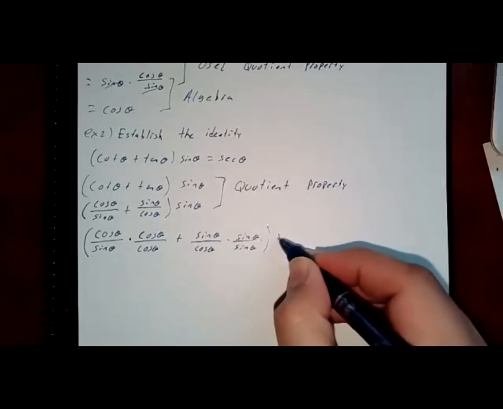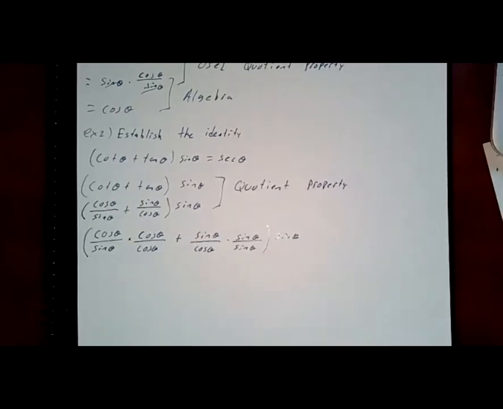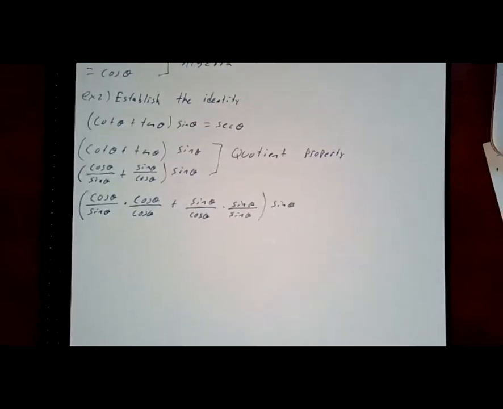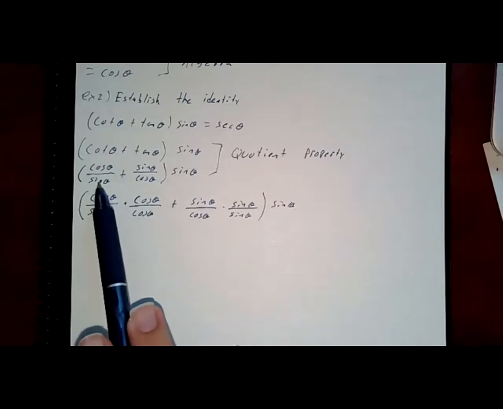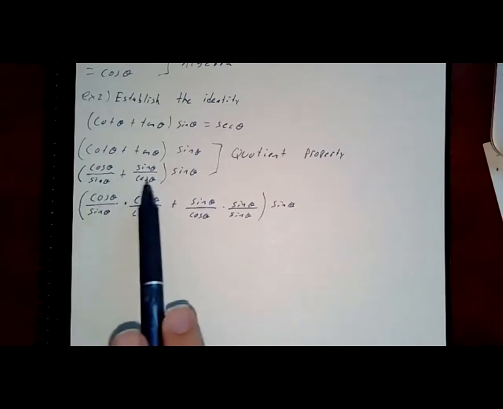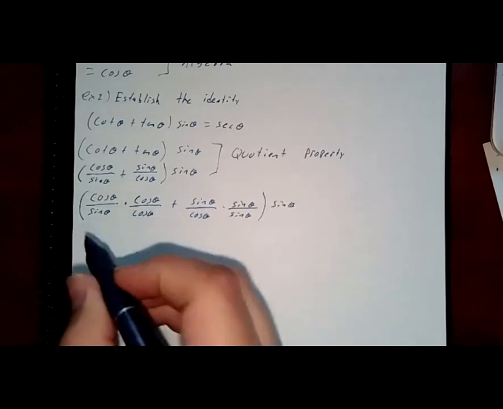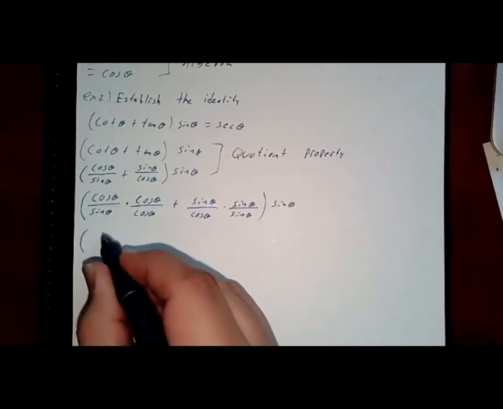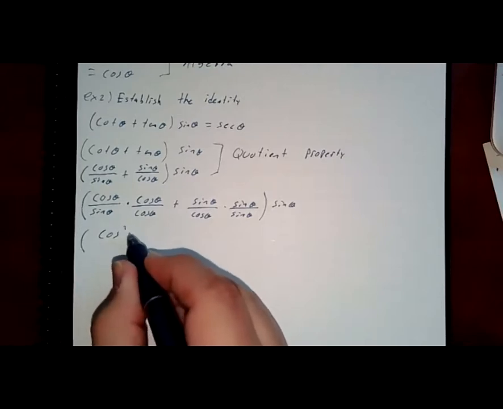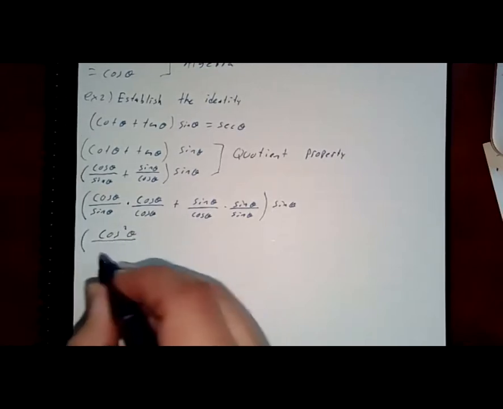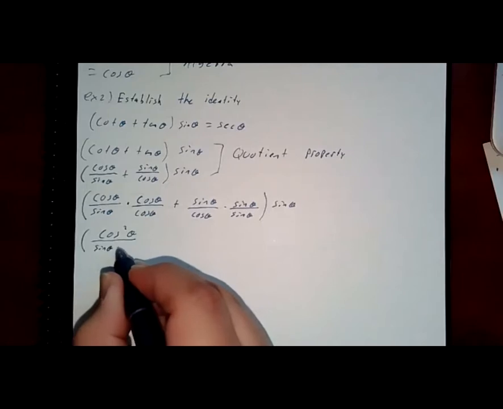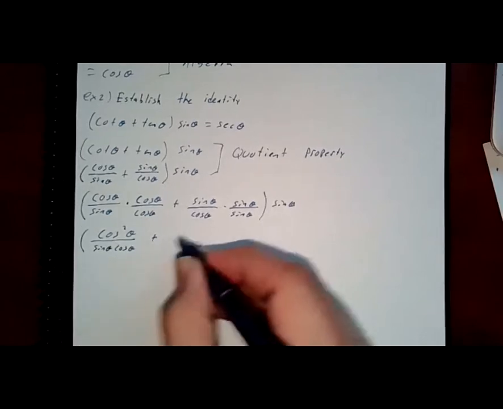And then out here, you still have the sine theta waiting for you. Why are you multiplying it by cosine and sine? Because that's the LCD. See how the bottom is sine and the bottom is cosine? So the LCD would be sine cosine. Okay, so right here, you'll see it a little bit better. On top we have cosine squared theta over sine theta cosine theta. So you see how they have the same denominator now?